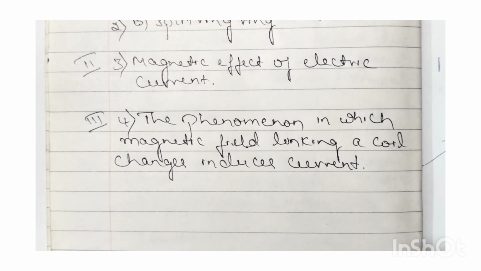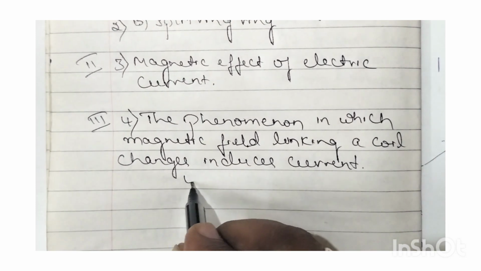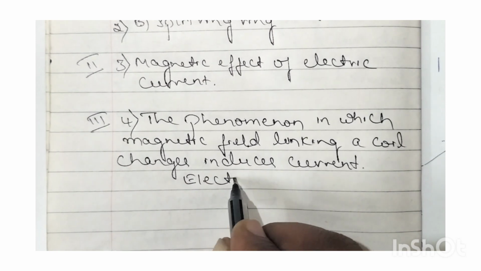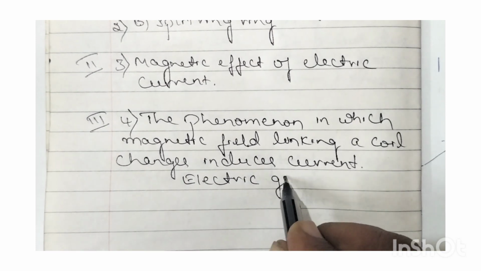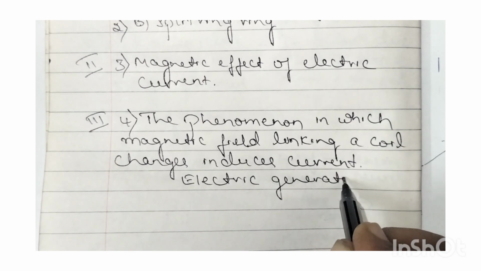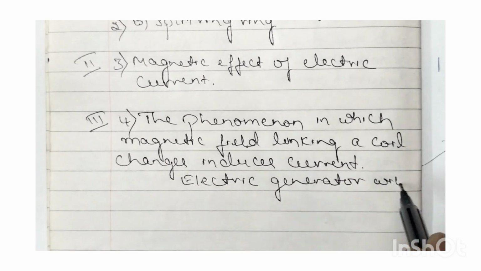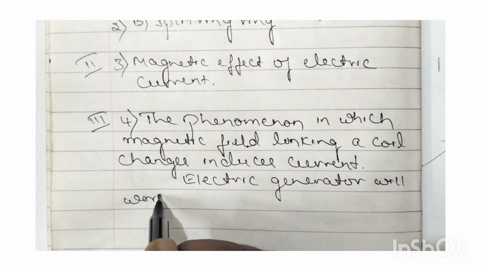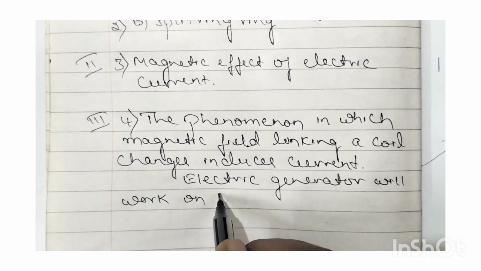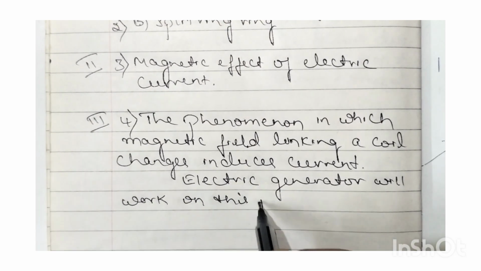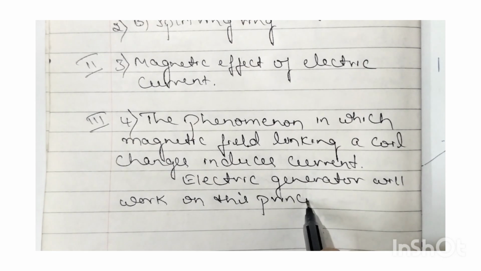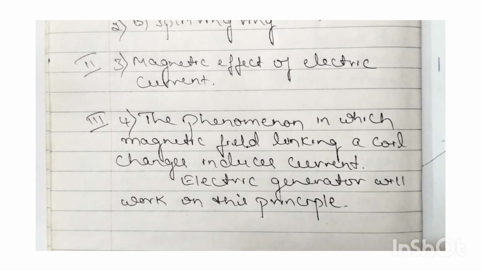So name the device that works on this principle. That is the electric generator. Electric generator works on this principle. So electromagnetic induction is the principle of the electric generator.